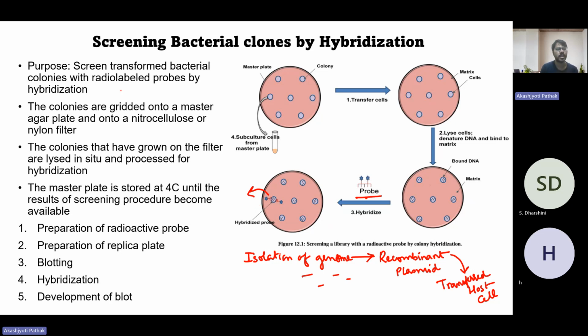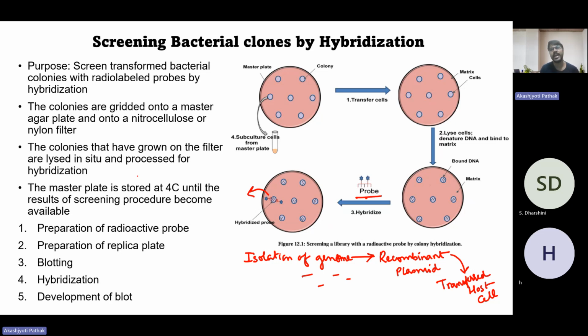So if you want to screen transformed bacterial colonies with a radiolabeled probe by hybridization, that is your purpose. The colonies are gridded onto a master agar plate and onto a nitrocellulose or nylon filter. This is your nylon filter. The colonies that have grown on the filter are lysed in situ and processed for hybridization. Once you lyse the colonies, you will get the DNA. And now the probe will be used against it.